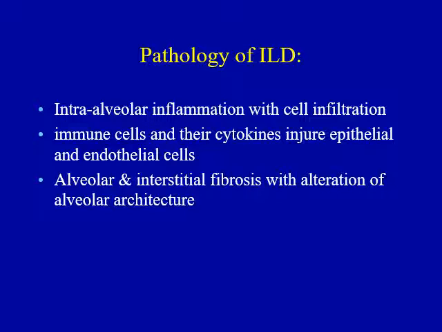Pathologically, the interstitial lung diseases have the same pathology, which is a combination of intra-alveolar inflammation with cellular infiltration, and these immune cells and their cytokines injure the epithelial and endothelial cells. The net result is alveolar and interstitial fibrosis with alteration of the alveolar architecture. So the main pathology is intra-alveolar inflammation with cellular infiltration and fibrosis of the alveolar and interstitial wall.